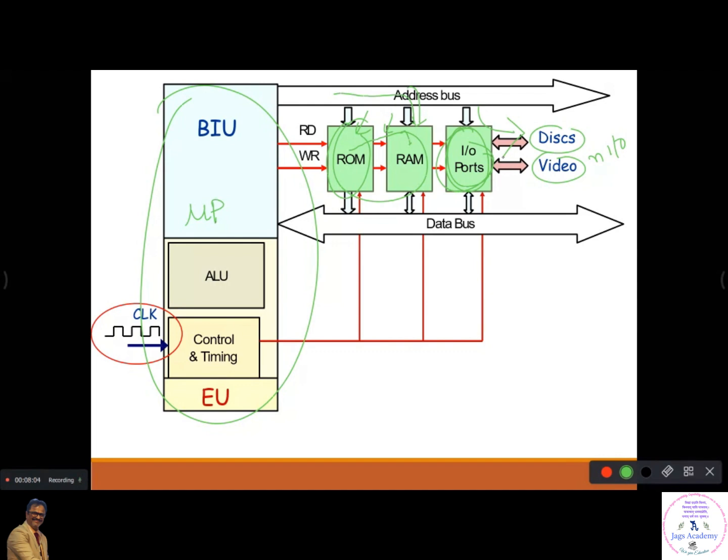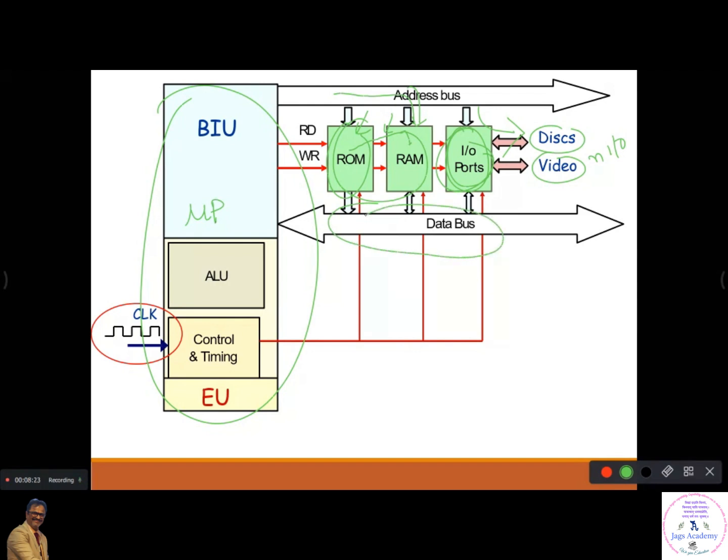And all the data from memory to microprocessor or microprocessor to memory, IO to microprocessor, microprocessor to IO, everything is actually carried on a bus called the data bus.